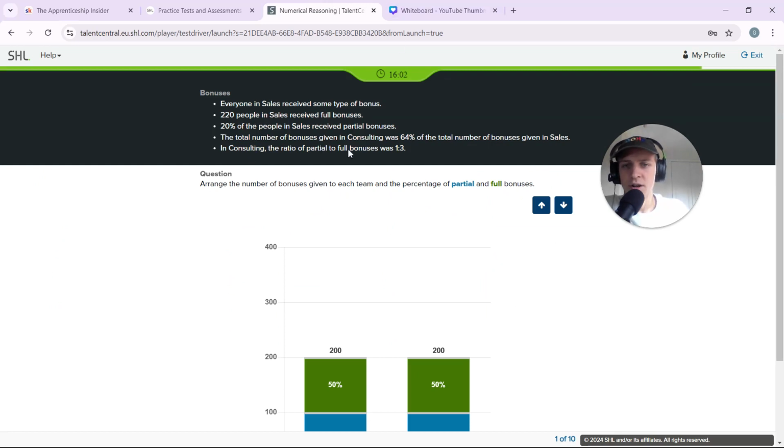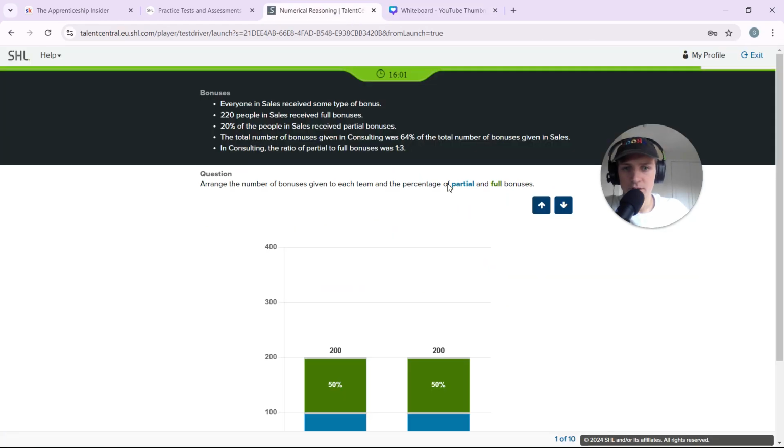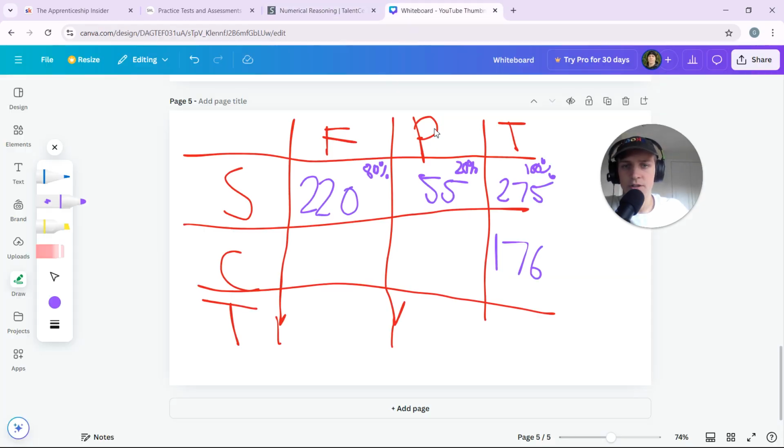In consulting, the ratio of partial to full bonuses was 1 to 3. Okay, so the ratio of partial to full is 1 part partial and 3 parts full. So it's 3 parts here, 1 part here. Add them together, that's 4 parts. So we know each part is going to be worth 176 divided by 4. 176 divided by 4 equals 44. So we know that 1 part is worth 44.